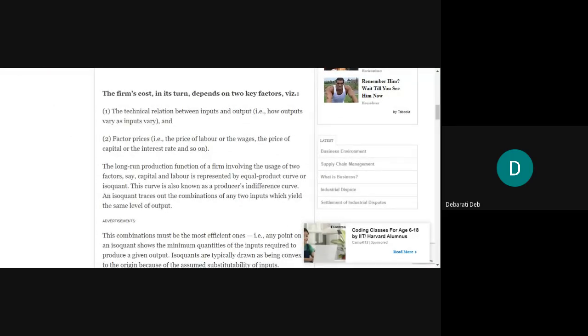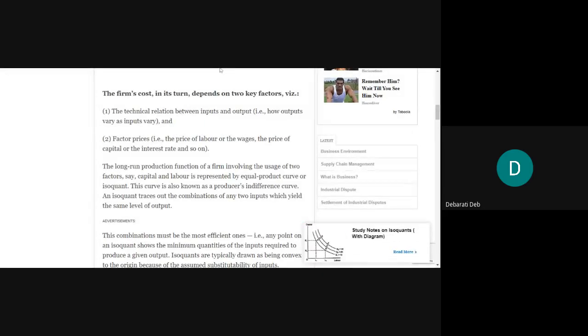The point in these two paragraphs is to mention that cost of production is perhaps the most important factor in the firm's production theory. Now the firm's cost in its turn depends on two key factors. Now let us come to the cost concept. Cost for the firm.